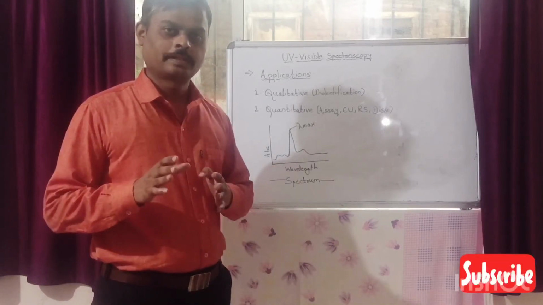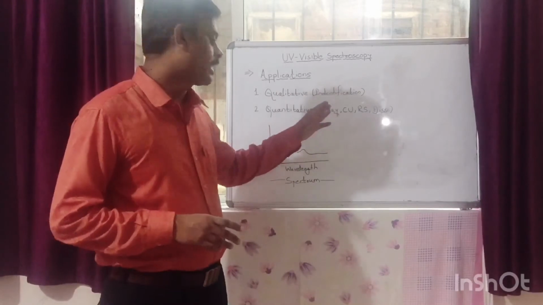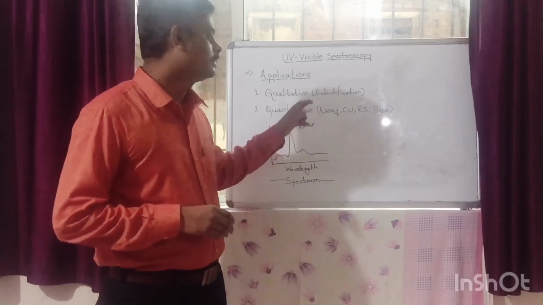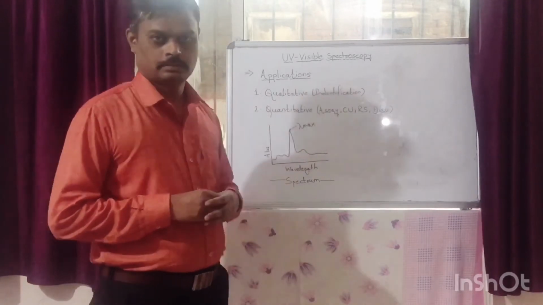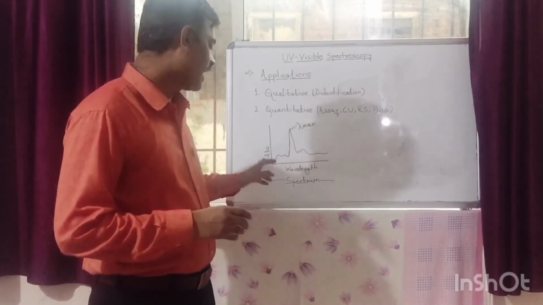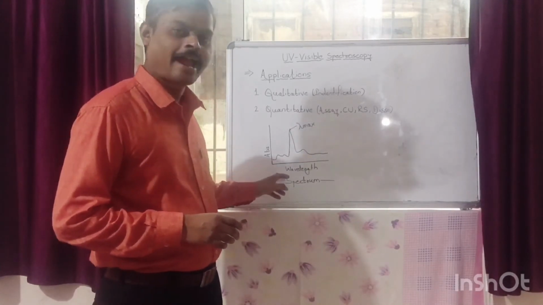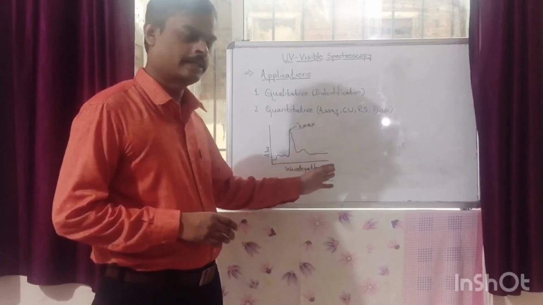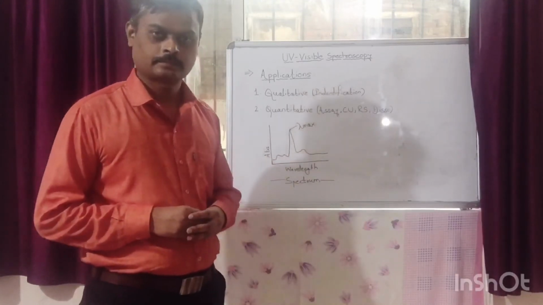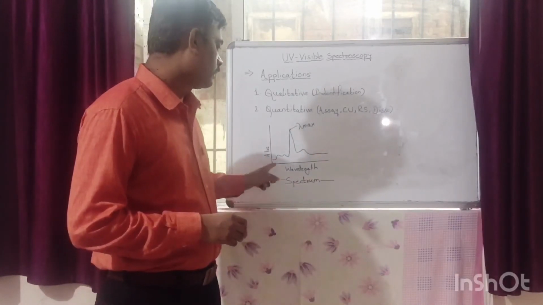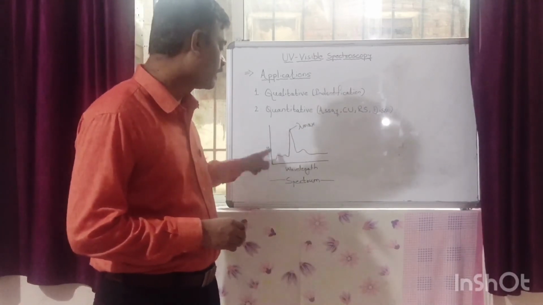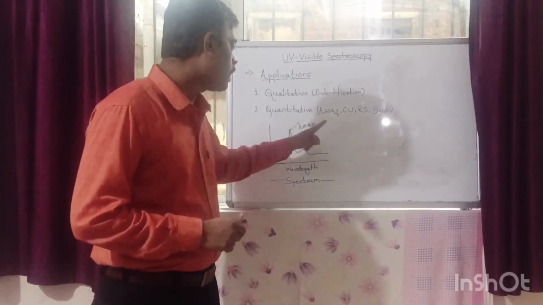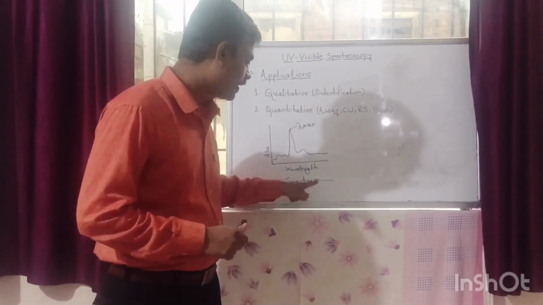UV visible spectroscopy can be used for qualitative as well as quantitative analysis. Qualitative analysis involves the identification of an unknown sample. This can be done by scanning your standard and sample over a region of wavelengths, that is from 200 to 400 or 200 to 800. After scanning, you will get a graph of wavelength against absorbance. This graph is called a spectrum.